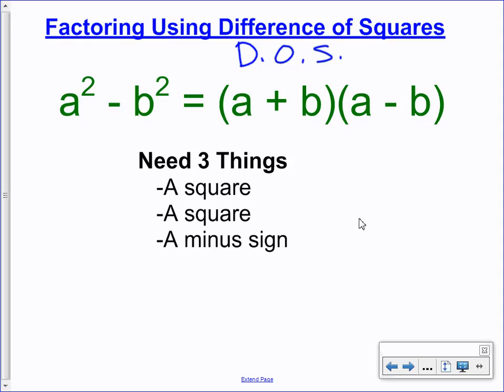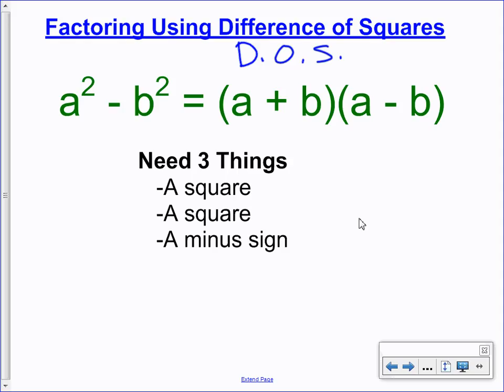Three special steps. All right, three things. A square, and a minus sign. Two squares with a minus in the middle. If it's two squares and a minus in the middle, then it has the pattern (a plus b)(a minus b). Why, Miss Fleck? Excellent question.